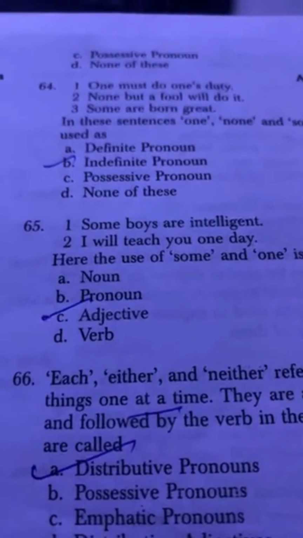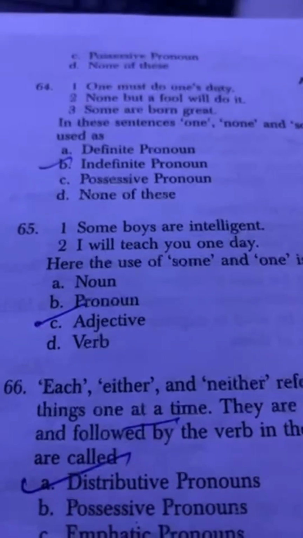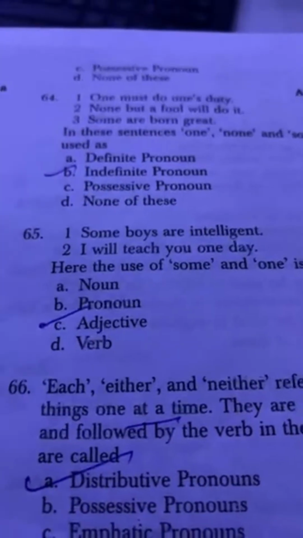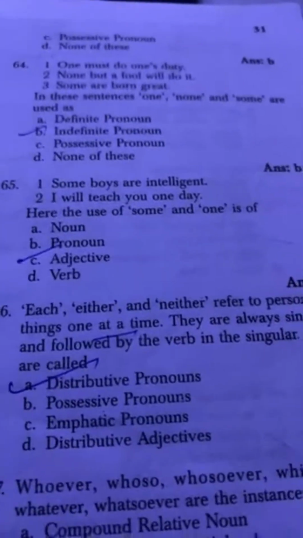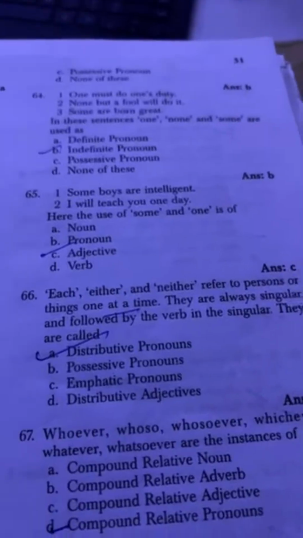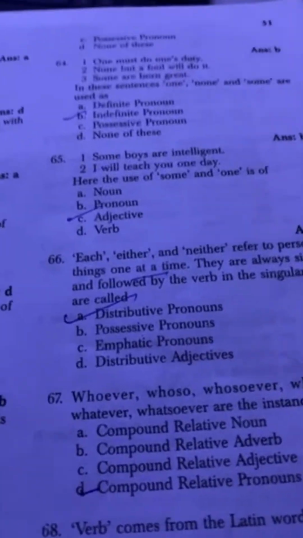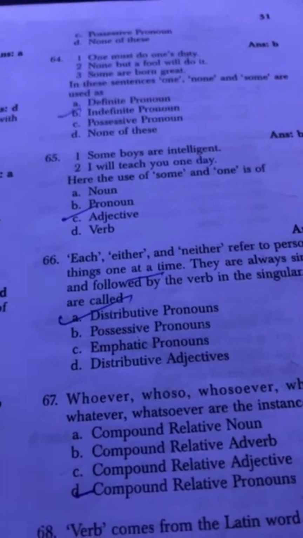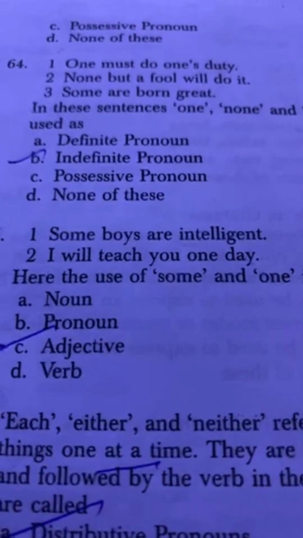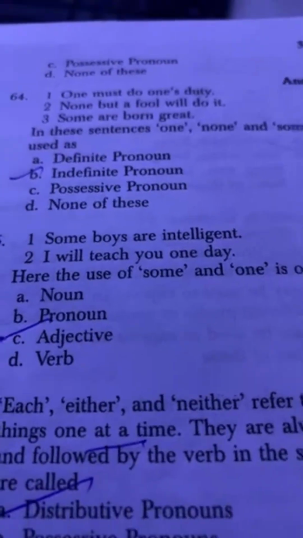Let's come to the next question. 64. One must do one's duty, none but a fool will do it. Some are born great. In these sentences, one, none, and some are used as indefinite pronouns because they are not pointing towards a specific person, right? So some, none, and one, these all are your indefinite pronouns.